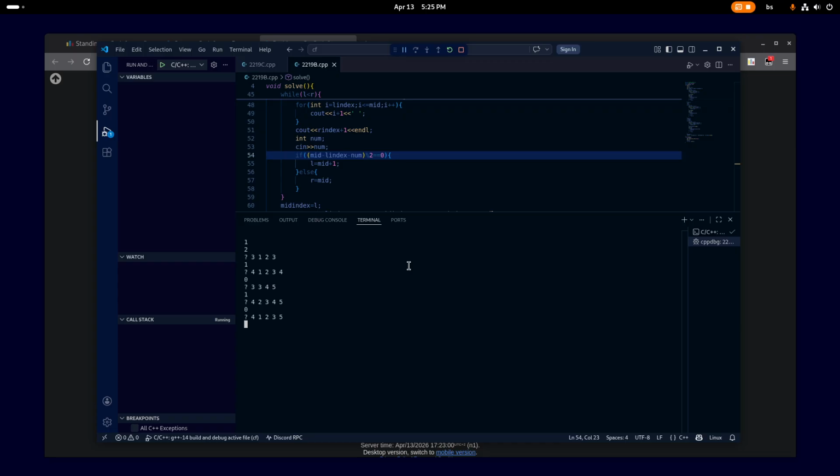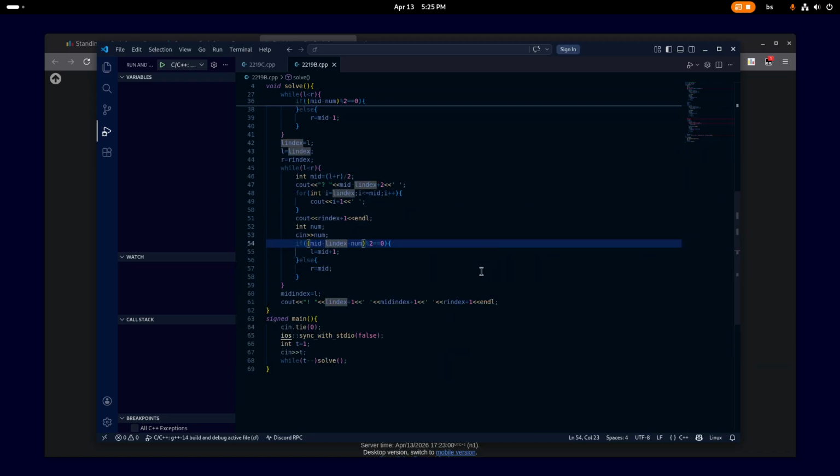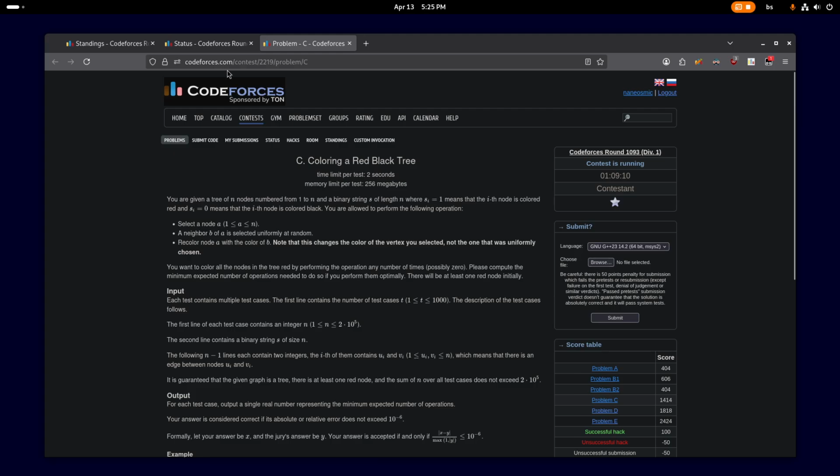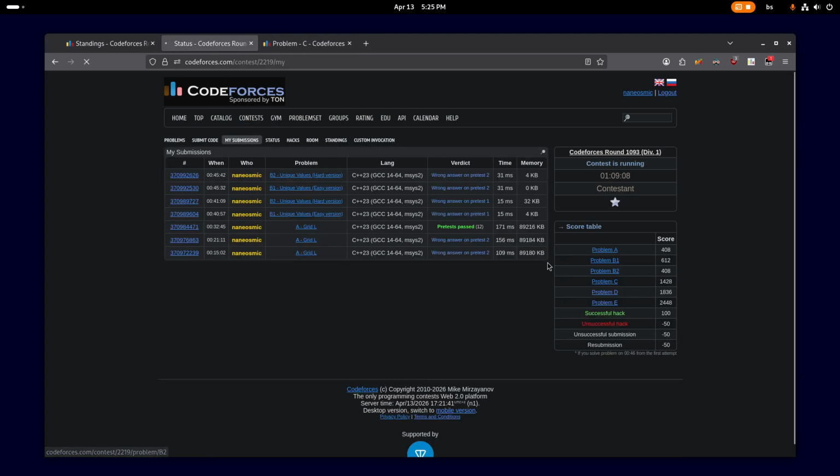1, 2, 3, 5. There is a 1 here. One, 2, 5. There's one here as well. And 1, 2, 1, 3, 5. Okay. Yeah, I think this should pass pretests now.